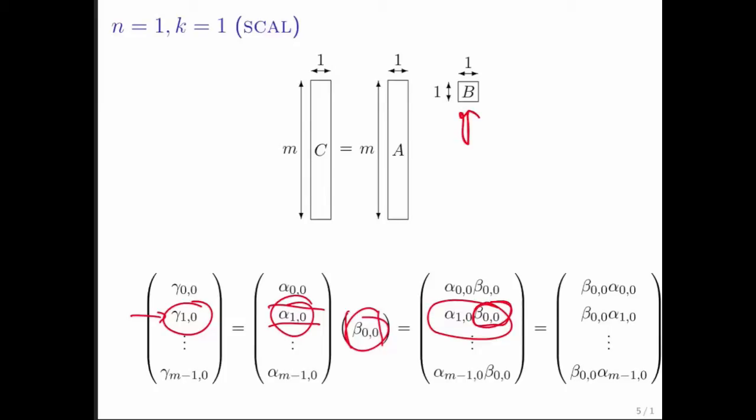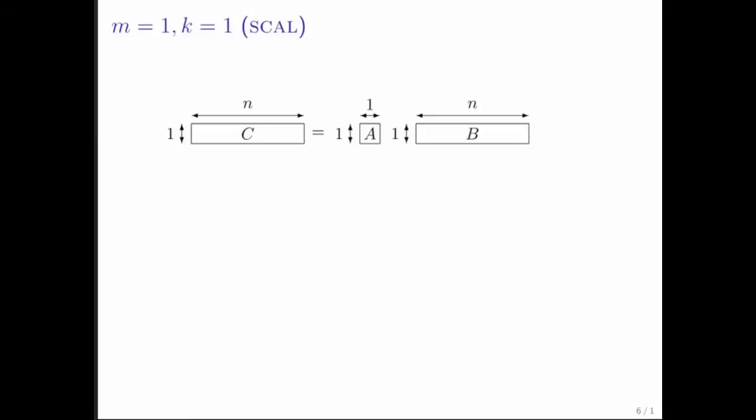Now, we haven't actually seen this operation before, because this would be the operation A times beta, where A is a vector. What we have seen is beta times A, and it's interesting to note that that gives one and the same result. What if we have the case where m is 1, which means C only has one row, and A only has one row, and k is equal to 1, which means that A only has one column, and B has only one row? Well, let's have a look.